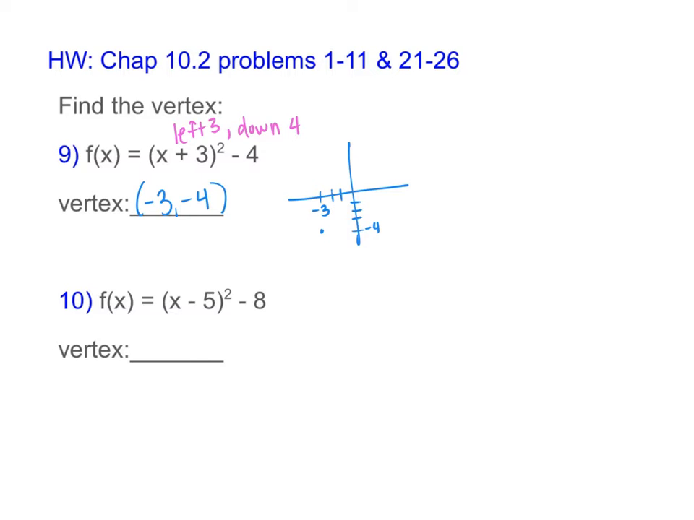So the vertex is the middle of the parabola. Right now we're just trying to find the vertex. So this next one here is a minus 5, and so that's going to be right 5, down 8. So if I were to go right 5, I'm going the positive direction. Down 8, it's going to be in the negative direction. I think that's negative 8. So that'd be right here. So this would be 5, negative 8 as my vertex.